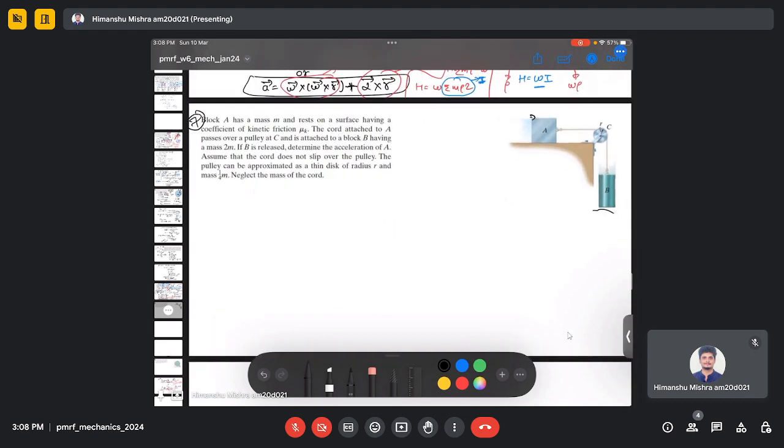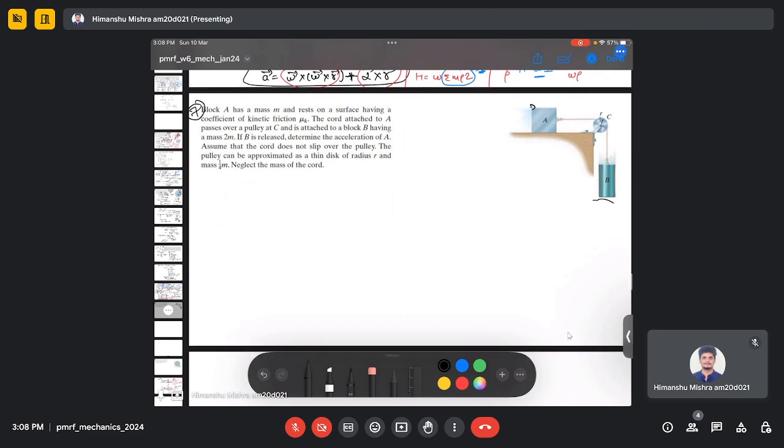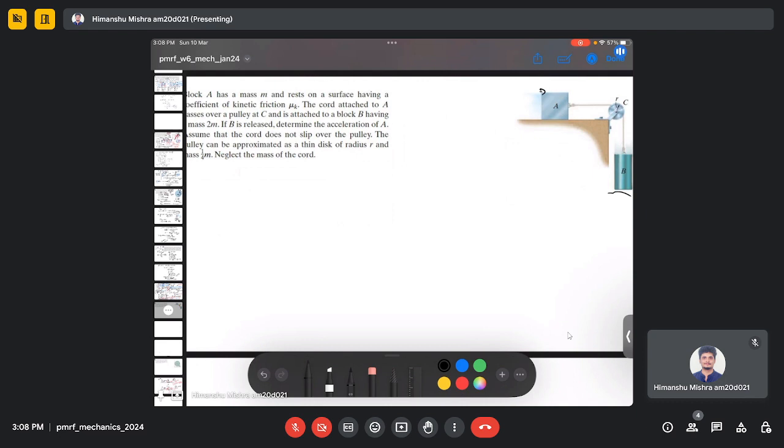Here we have a block A that has a mass m and rests on a surface having a coefficient of friction mu k. The cord attached to A passes over a pulley at C and is attached to a block B having a mass 2m. If B is released, determine the acceleration of A. Assume the cord does not slip over the pulley. The pulley is approximated as a thin disk of radius r and mass m by 4. So we need to determine the acceleration of block A here.